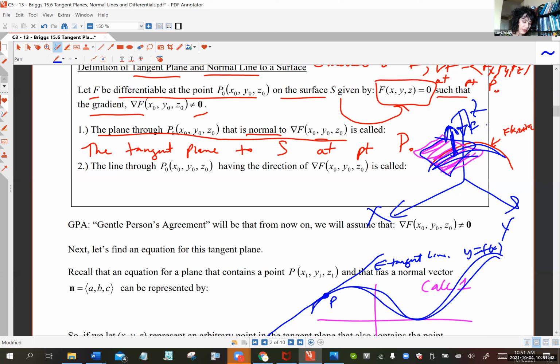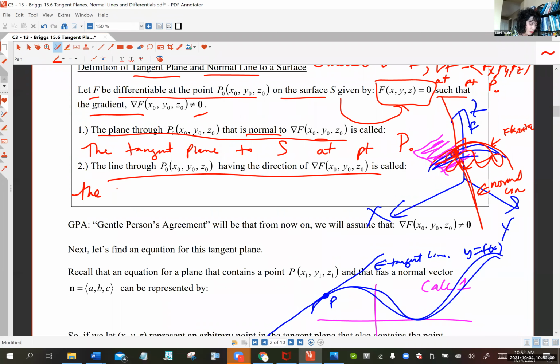And then also, what about the line that's normal to the surface? Here's your capping surface again, and here's your point P. What if I want a line that's piercing the surface at that point? This big line, which we call the normal line, is puncturing the surface and is orthogonal to the surface. That line is called the normal line to the surface S at the point P naught. Okay, now we'll do some fun problems with that.